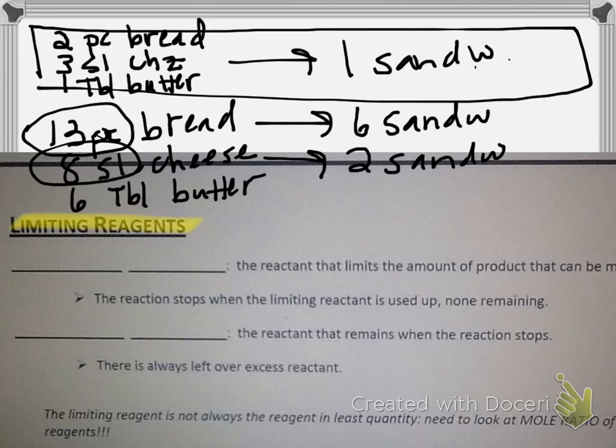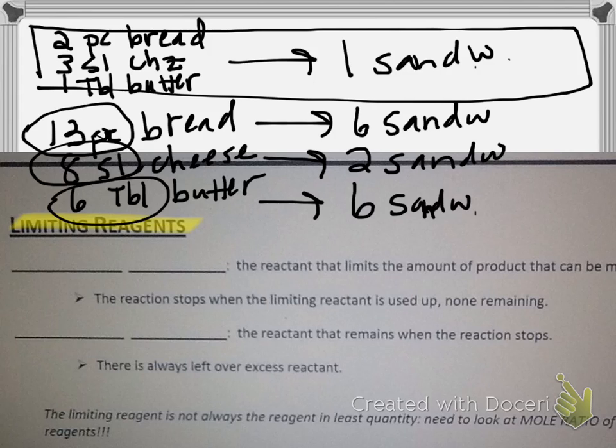Now, how many sandwiches could you make from the butter? Well, 1 tablespoon of butter makes 1 sandwich. You've got 6. So 6 divided by 1, you can make 6 sandwiches. All right, now if you put all these ingredients together, the 13 pieces of bread, the 8 slices of cheese, and the 6 tablespoons of butter, given all of them combined, could you seriously make 6 sandwiches? No, because you don't have enough cheese.